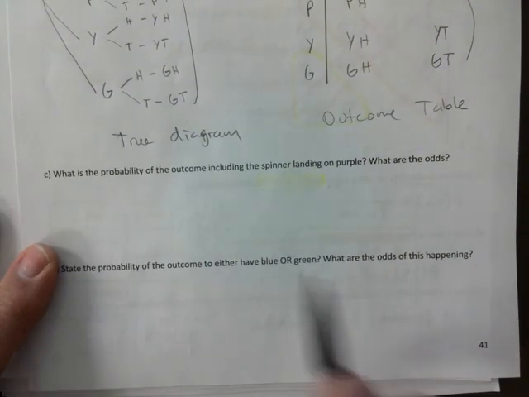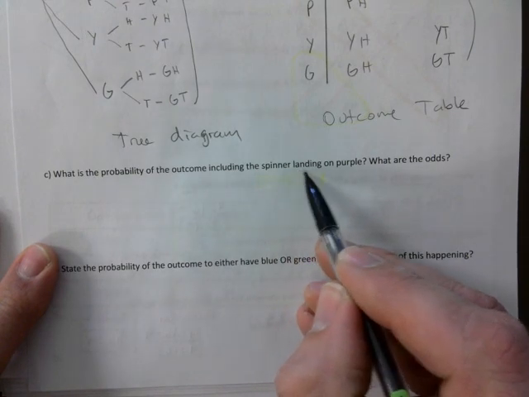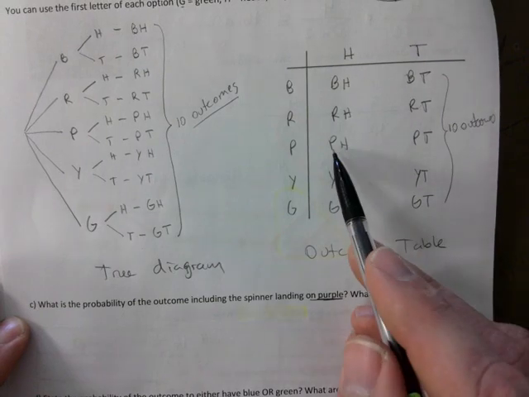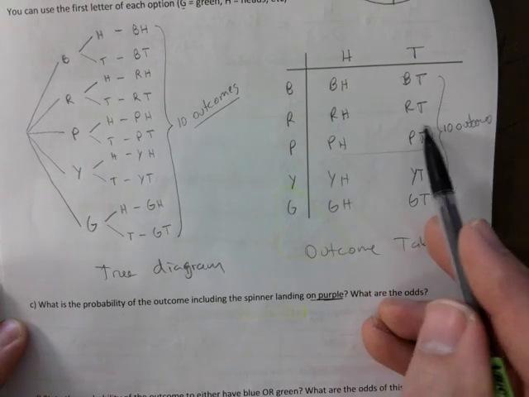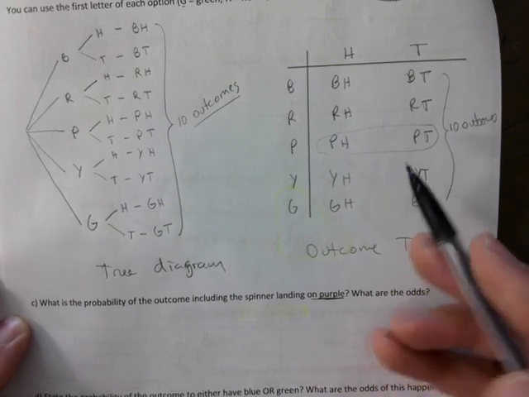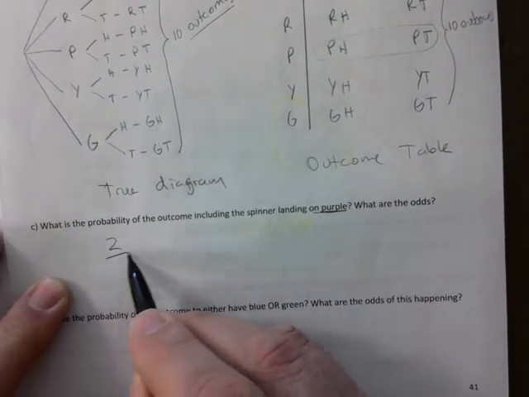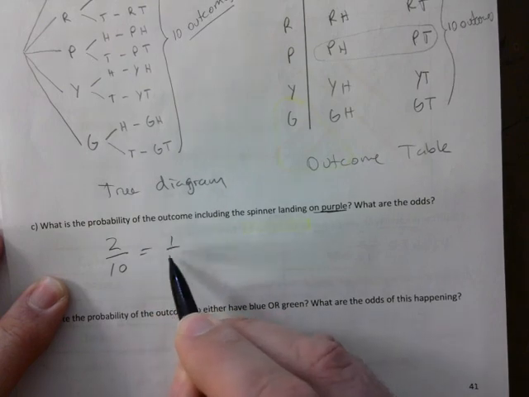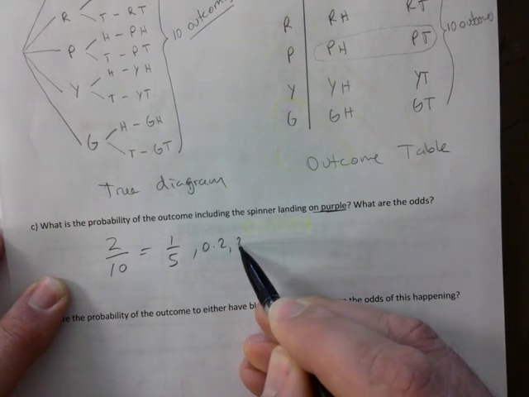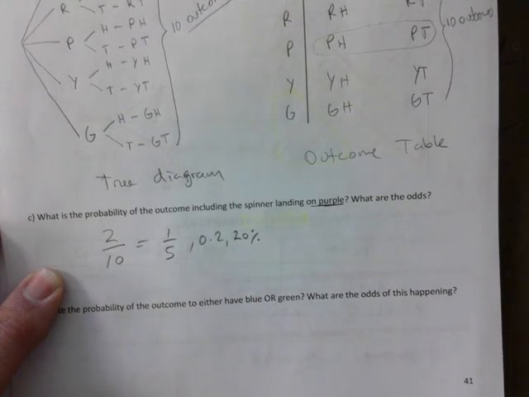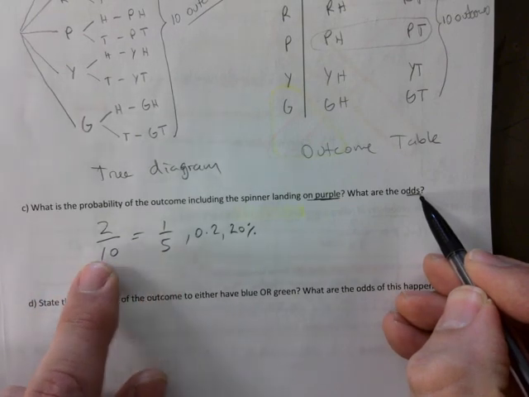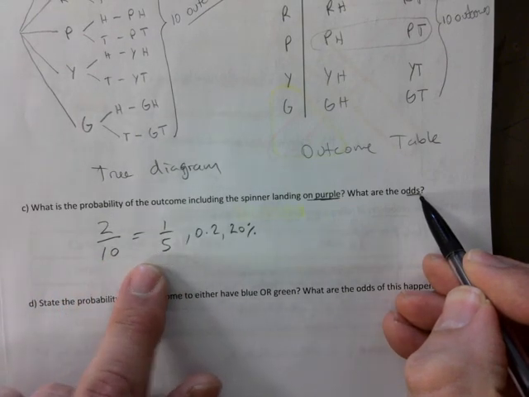Okay, so the outcome of the spinner landing on purple, right? So then you go to your outcome table, and purple is right here. You have two options. It could be purple head or purple tail. So that'd be 2 out of 10, which is 1 out of 5. That'd be 0.2. That'd be 20%. That's your probability.